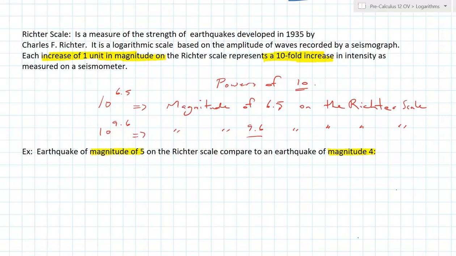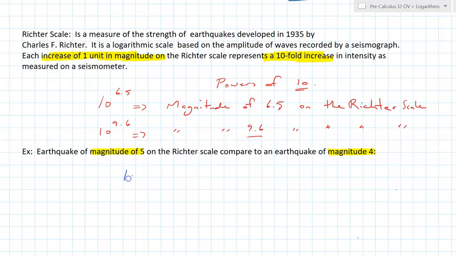For example, if we have one that is a magnitude of 6.5 on the Richter scale in comparison to a magnitude of 9.6, that's how we write it. But in terms of the comparison, the idea is that for every 1 unit magnitude increase on the Richter scale, we have a 10-fold increase in intensity. That means 10 times more powerful. So for example, a magnitude of 5 compared to a magnitude of 4 is 10 times more powerful.